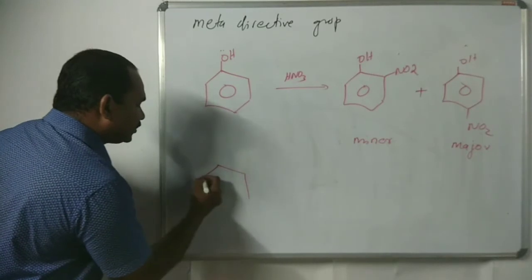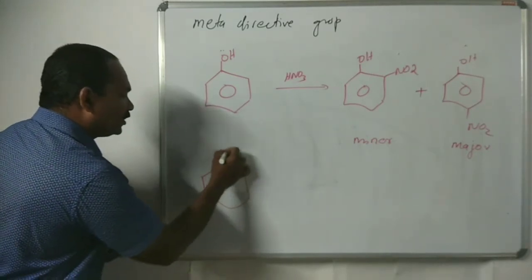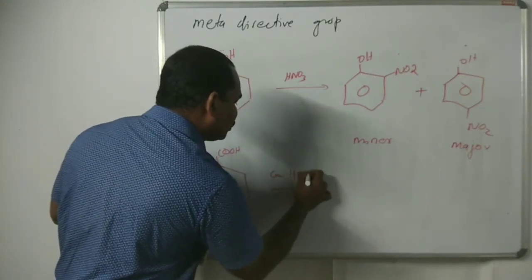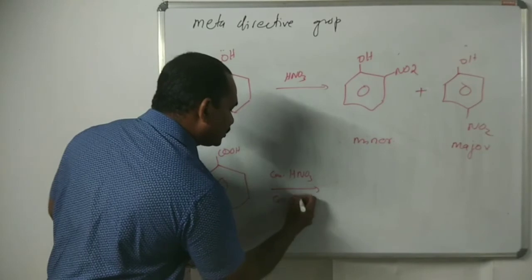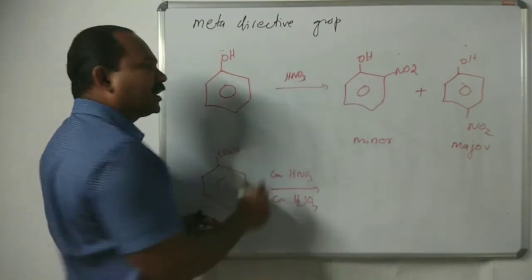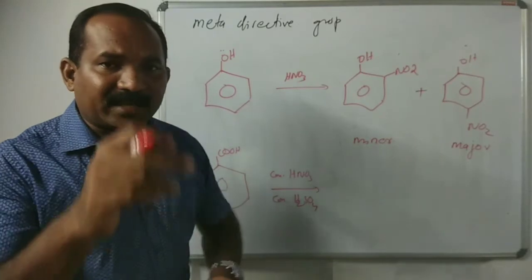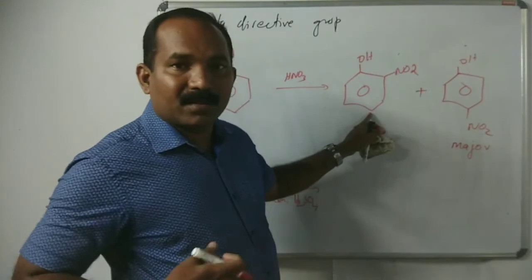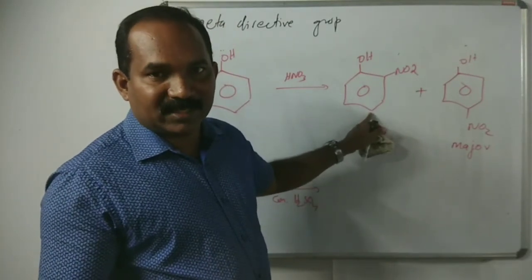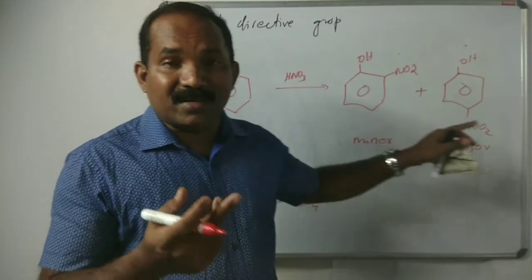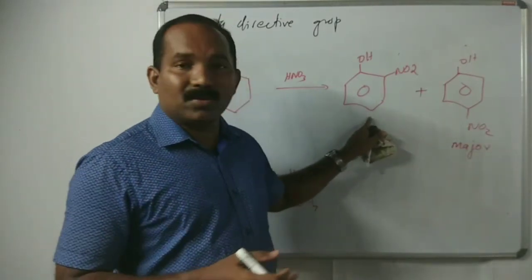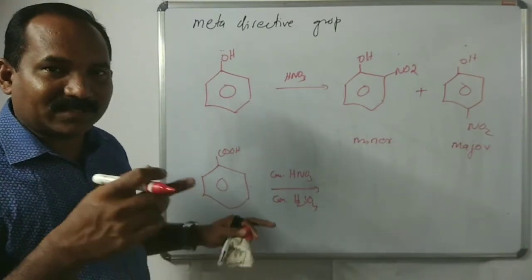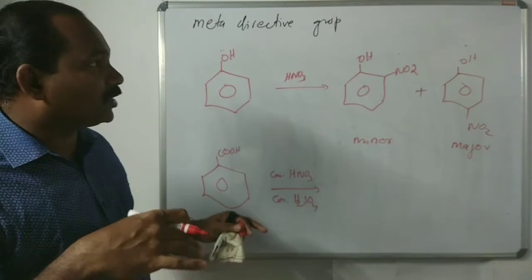Then let's check what happens with electron withdrawing groups, COH in the benzene ring. Nitration with concentrated HNO3 and concentrated H2SO4. Here dilute nitric acid is enough. When you take concentrated nitric acid and concentrated sulfuric acid, two ortho positions and one para position are nitrated. That is a different product. When you take dilute nitric acid, you get orthonitrophenol and paranitrophenol.